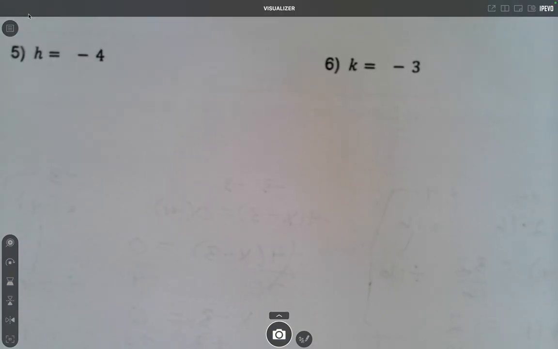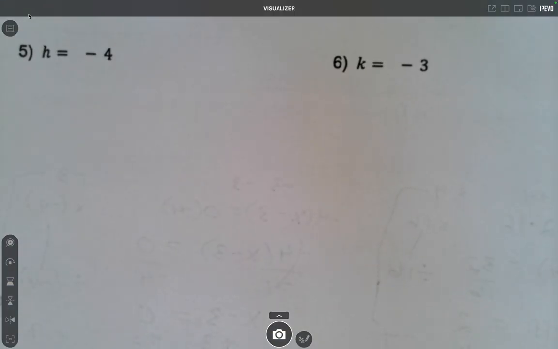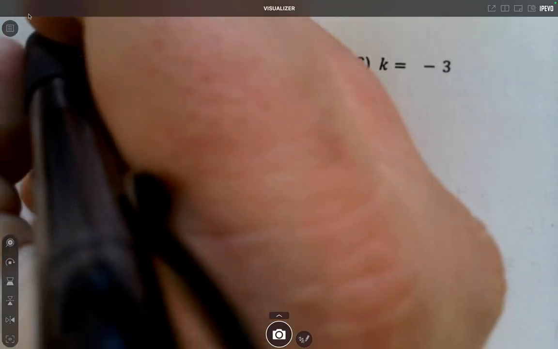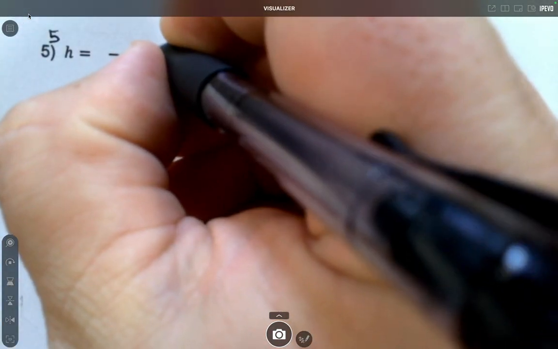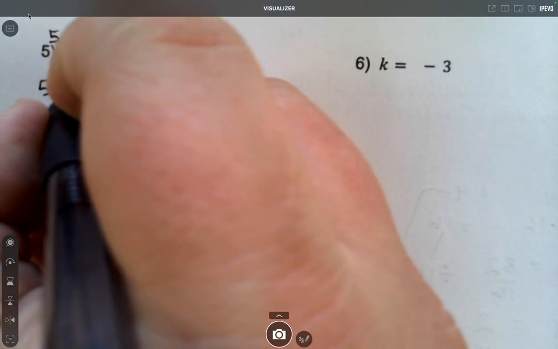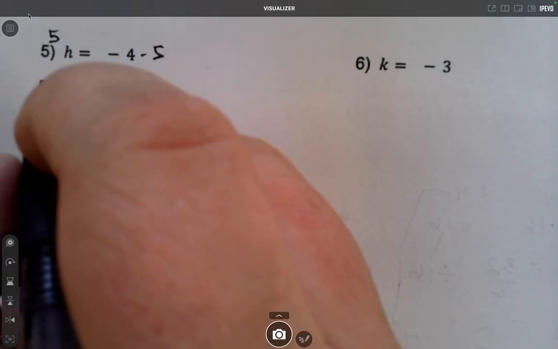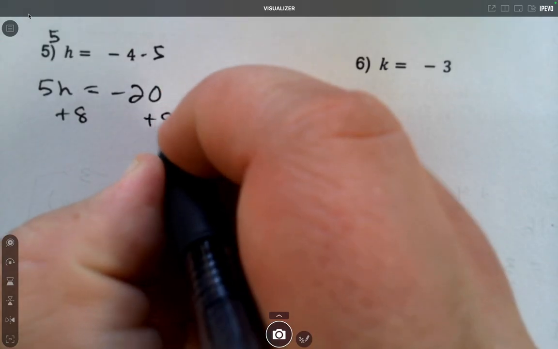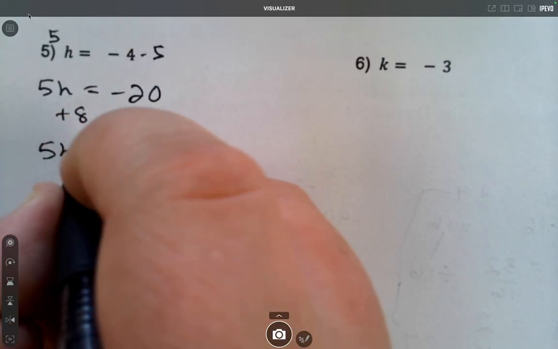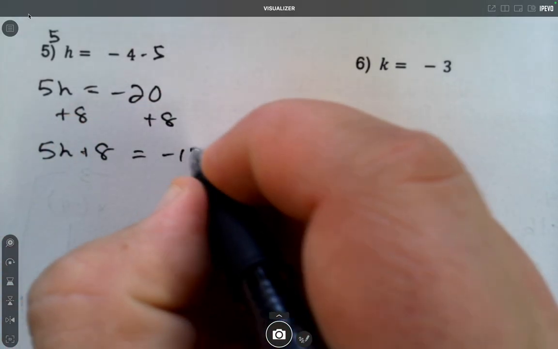I'm nearing my end here. I don't know how I can make these type of problems. Wait, I do know. Yes, brilliant. Of course it's brilliant. It's coming from me. I will begin this problem by multiplying by 5 on both sides. That gives me 5h equals -20. Then I will add 8 to both sides. 5h plus 8 is equal to -12.